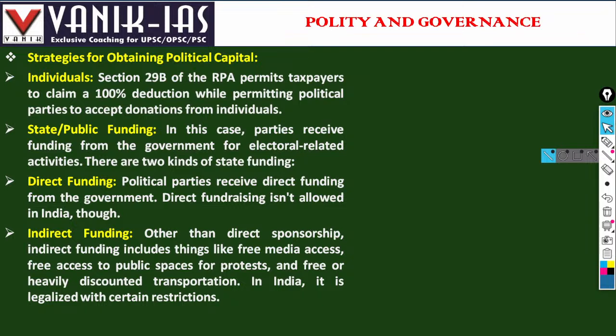Indirect funding: other than direct sponsorship, indirect funding includes things like free media access that government gives, free access to public space for protest, and free or heavily discounted transportation the government gives. In India, it is legalized with certain restrictions. Although in India, government is not directly funding the political parties for the election activity, it is supporting them indirectly in the form of free media access, free time in the prime time on television, in the newspaper, or giving the space for conducting election meetings, etc. It is given. There are also expenditures for which government gives subsidy or free of cost.